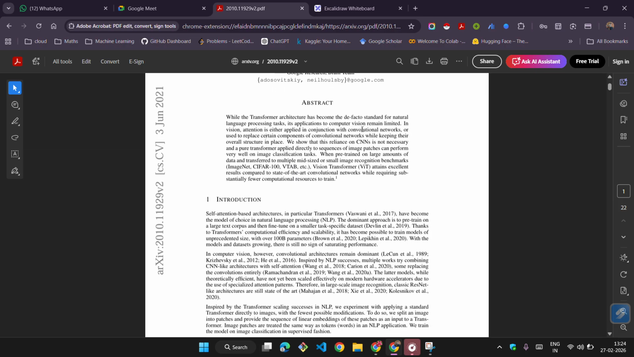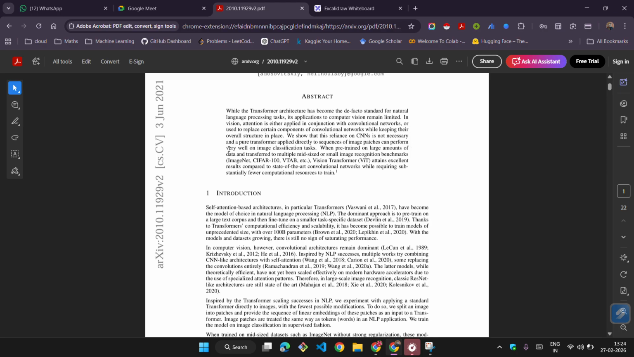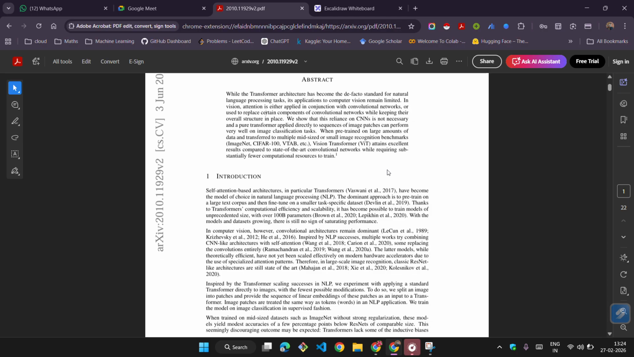Attention is either applied in conjunction with convolution layers or used to replace certain components of convolutional networks while keeping their overall structure in place. We show that reliance on CNNs is not necessary and a pure transformer applied directly to sequences of image patches can perform very well on image classification tasks. When pre-trained on a large amount of data and transferred to multiple mid-sized or small image recognition benchmarks like ImageNet, CIFAR-10 or VTAB, Vision Transformer attains excellent results compared to state-of-the-art convolutional networks while requiring substantially fewer computational resources to train.